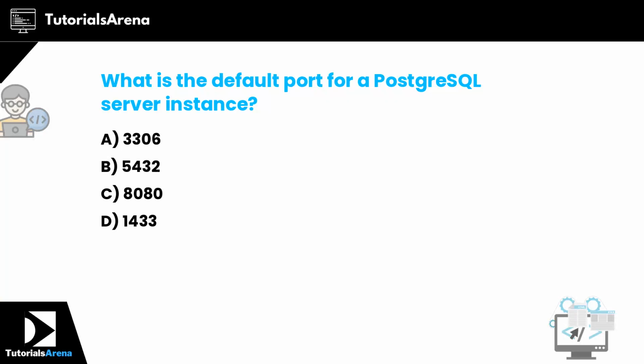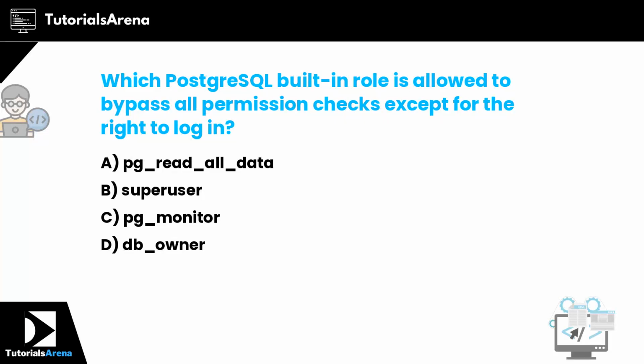What is the default port for a PostgreSQL server instance? The correct answer is option B, 5432. Which PostgreSQL built-in role is allowed to bypass all permission checks except for the right to login? The correct answer is option B, superuser.